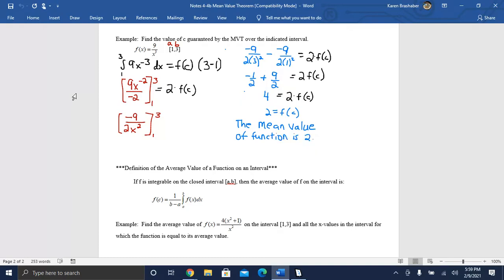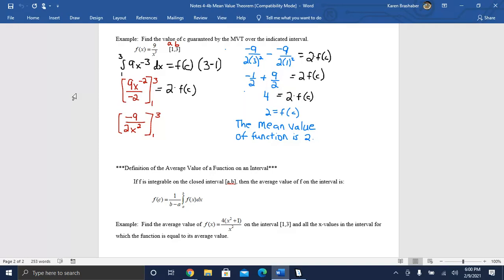And now we're going to find where this mean value occurs. Now, it needs to occur between a and b, not necessarily at the midpoint. So don't assume, because it's a mean value, that this will occur at the midpoint of 1 and 3.